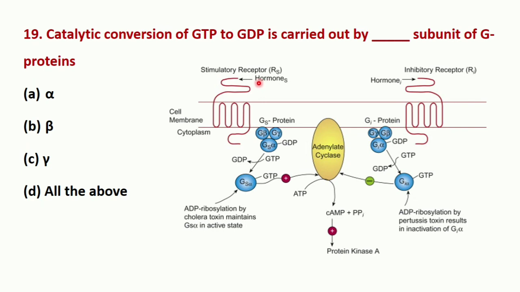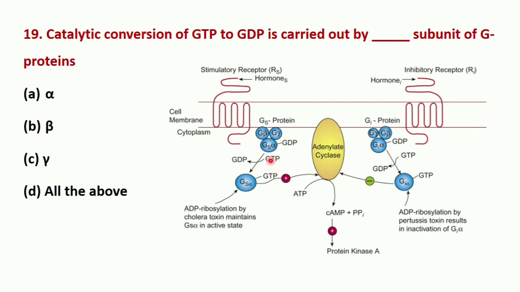When the hormone attaches to the receptor, the G protein attaches to it at the cell membrane, and inside is the cytoplasm. Here we can observe the GS protein, the stimulatory G protein. It consists of the beta and gamma subunits and the GS alpha. To this alpha subunit the GDP is attached. So the question is: the catalytic conversion of GTP to GDP is carried out by dash subunit. What is the subunit? It is the alpha subunit.